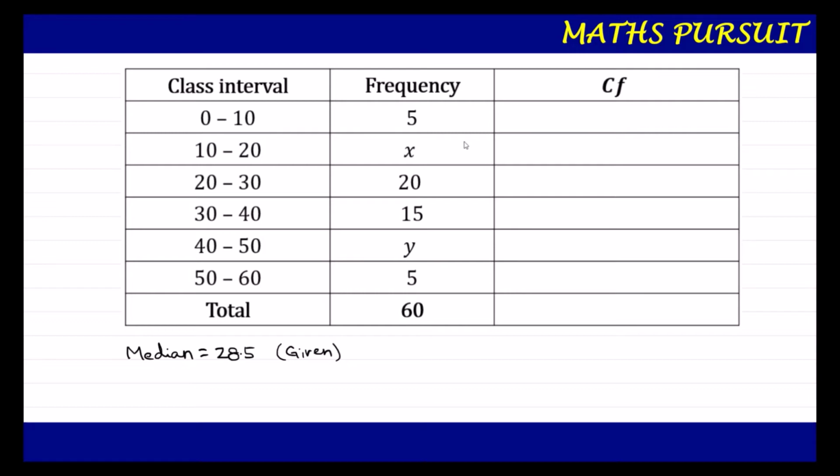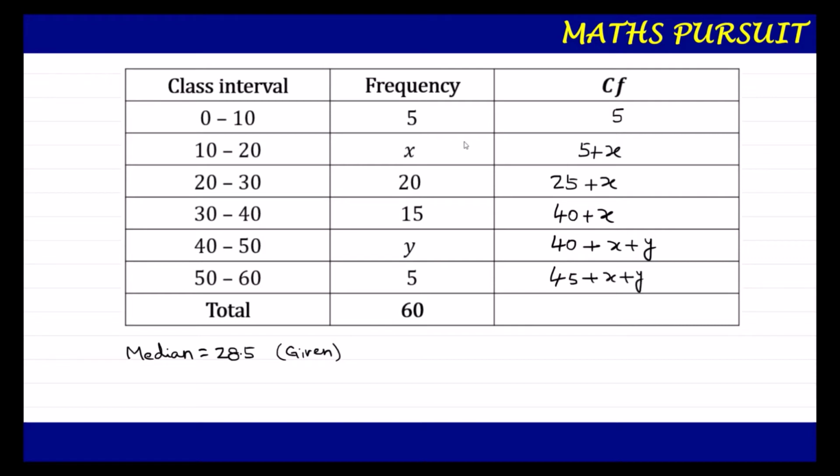Now guys, we very well know that in order to find out the median, we require the cumulative frequency. So let us move now in finding out the cumulative frequency of the given data. Here the first frequency is 5, so I am writing 5. Next cumulative frequency is going to be 5 plus x. Then 20 plus 5, that is 25 plus x. Then 25 plus 15, that is 40 plus x. Then the next item is going to be 40 plus x plus y, and the next figure is going to be 40 plus 5, that is 45 plus x plus y.